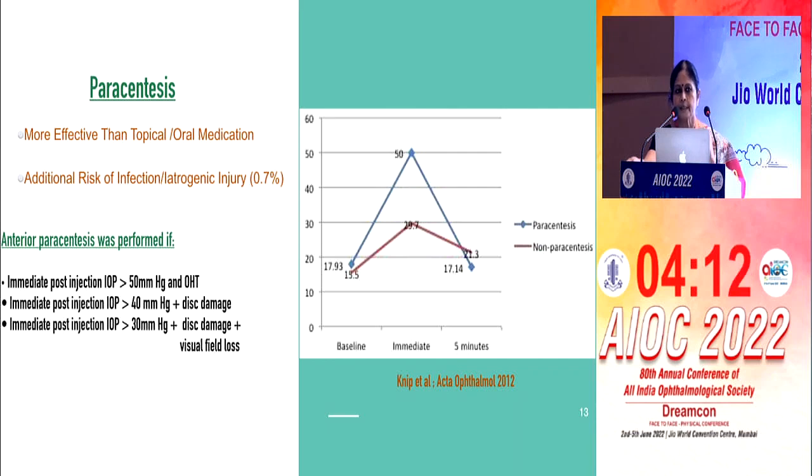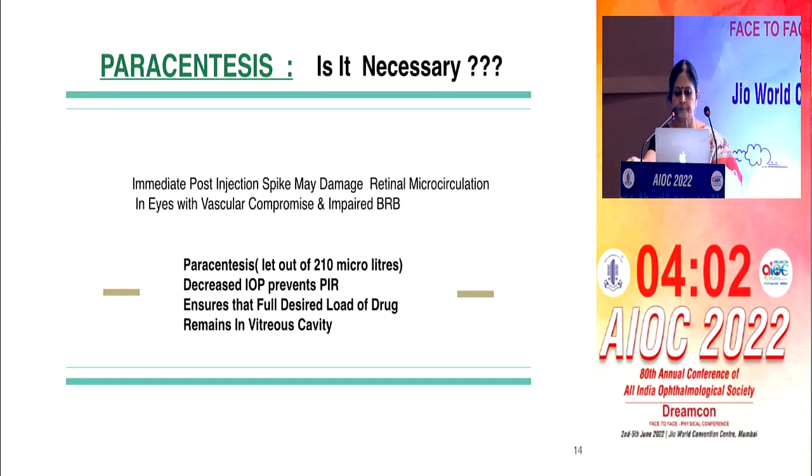And whenever you are dealing with a patient with primary open-angle glaucoma who already has disc and optic nerve head changes, it is better to do a paracentesis each time you inject into the vitreous cavity. When you are doing a paracentesis routinely, we will be letting out about 210 microliters of aqueous, and this decreases IOP and prevents a post-injection reflux. Although the PIR is a safety phenomenon, in this situation when the eye is softened and there is no efflux of fluid from the eye, it ensures that whatever drug you're injecting into the eye remains in the eye and becomes more efficacious.